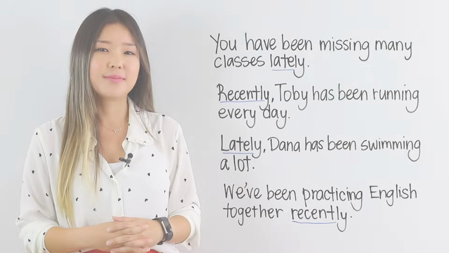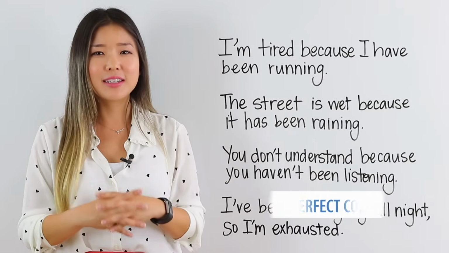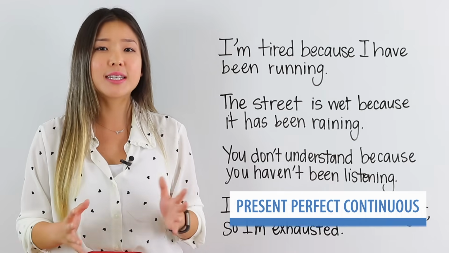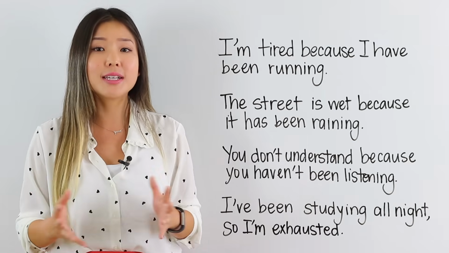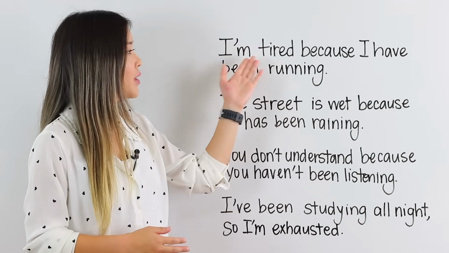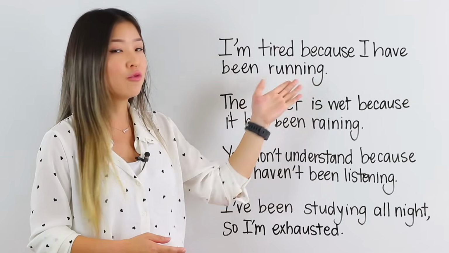Let's move on. The present perfect continuous tense can also be used to talk about an action that recently stopped and has a present result. Let's take a look at the examples. I'm tired because I have been running.